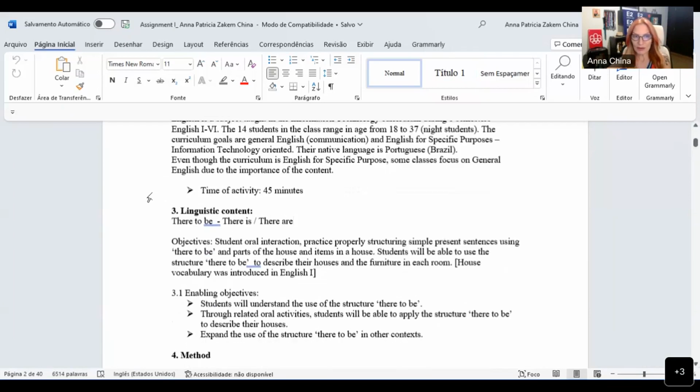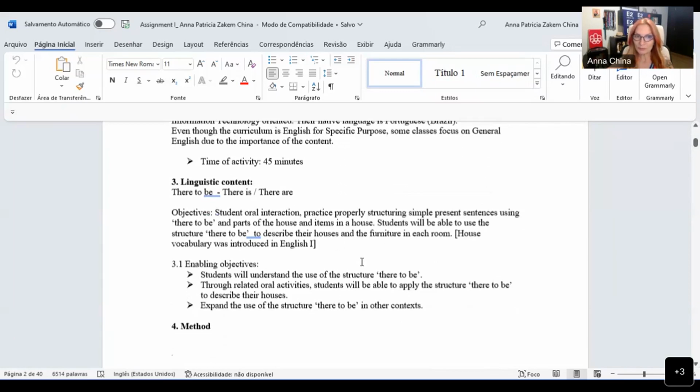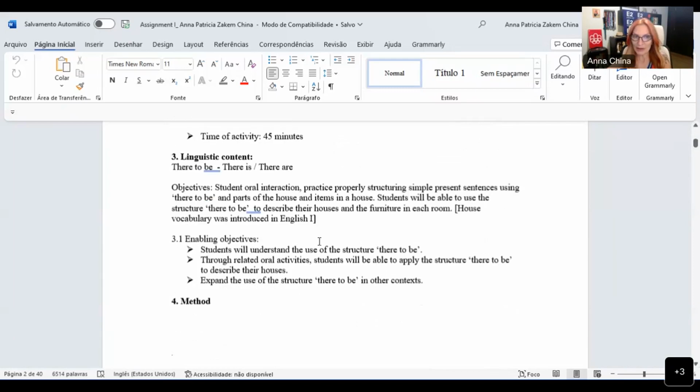So the objective here, the linguistic content, is oral interaction, practicing properly structuring simple present sentences using there to be and parts of the house and items in a house. So it's a mix of vocabulary with grammar. They will learn to describe their house and the furniture in each room. House vocabulary was introduced in English 1, so they did have an English 1 before.